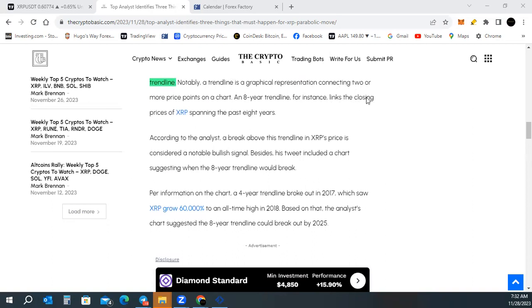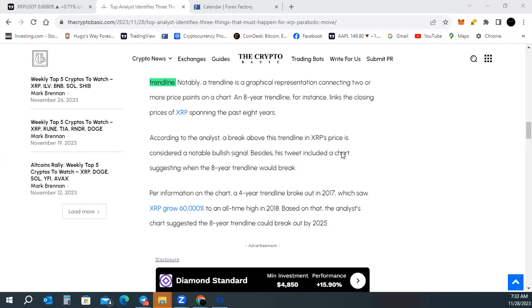So the way that he has his trend drawn is not marking the closings. I'm not trying to be critical, but it doesn't link the closings. He has it at the top of the wicks. I've looked at it, but anyways, I'm just saying there is a difference here. According to the analyst, a break above this trend line in XRP price is considered a notable bullish signal.